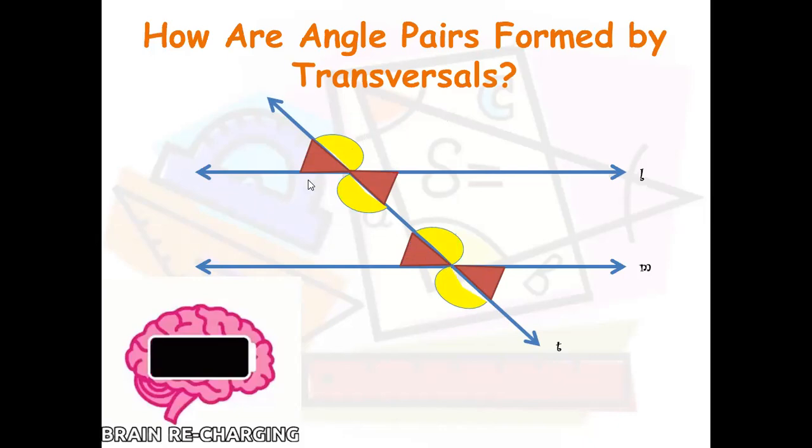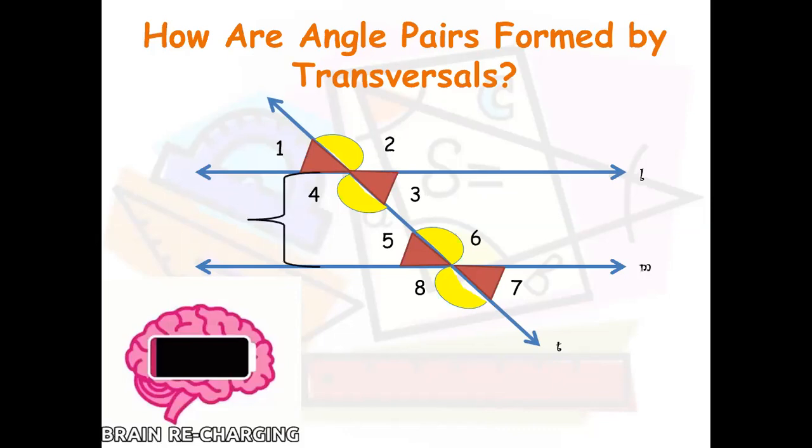So here we have found that when a pair of parallel lines is crossed by a transversal, some angles are formed. So let's name them: this is angle 1, angle 2, angle 3, angle 4, angle 5, 6, 7, and 8. So there are 8 complete angles formed when a pair of parallel lines is crossed by a transversal.